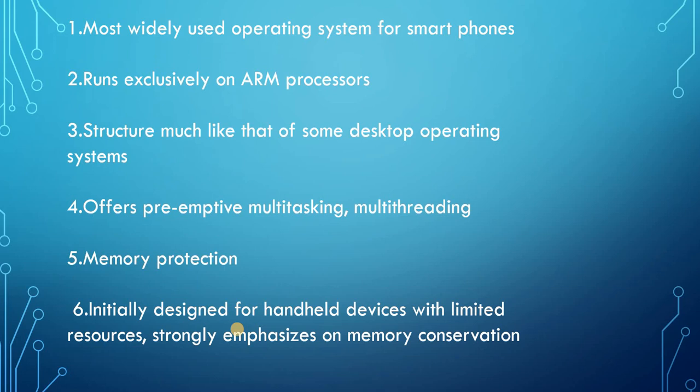So the features of Symbian OS: the most widely used operating system for smartphones, it runs exclusively on ARM processors, and its structure is much like that of a small desktop operating system. It offers preemptive multitasking, multi-threading, memory protection, and was initially designed for devices with limited resources and memory conservation.